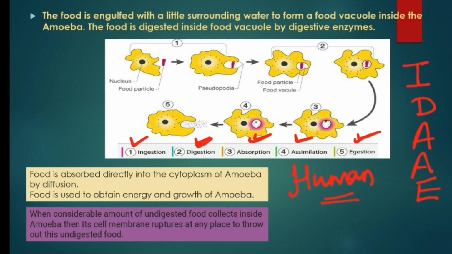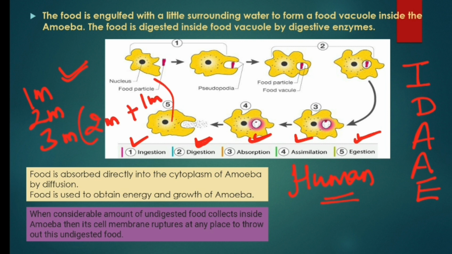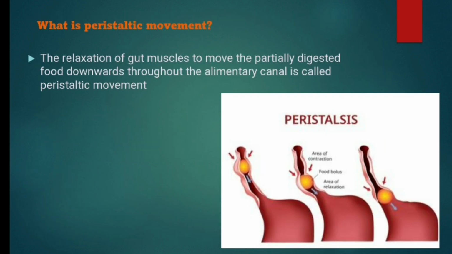So for the holozoic mode of nutrition, you can write either about the amoeba or about human beings. But if they specifically ask you about the amoeba, then these are the processes along with this diagram. This question can be asked for 1 mark, 2 marks, or 3 marks. So for 3 marks, 2 marks are for the explanation and 1 mark for the diagram. Alright, now moving to the next question.